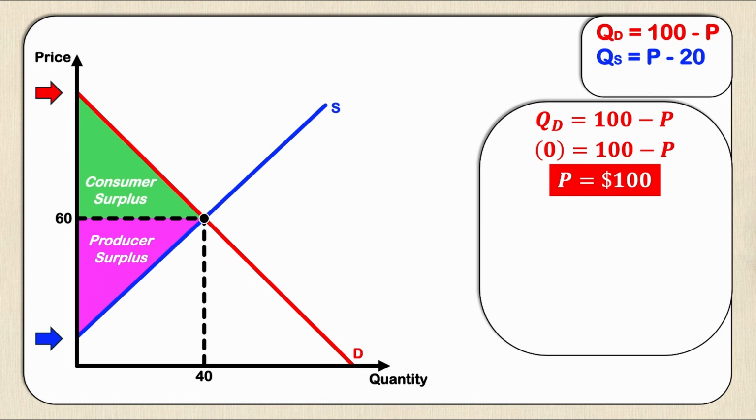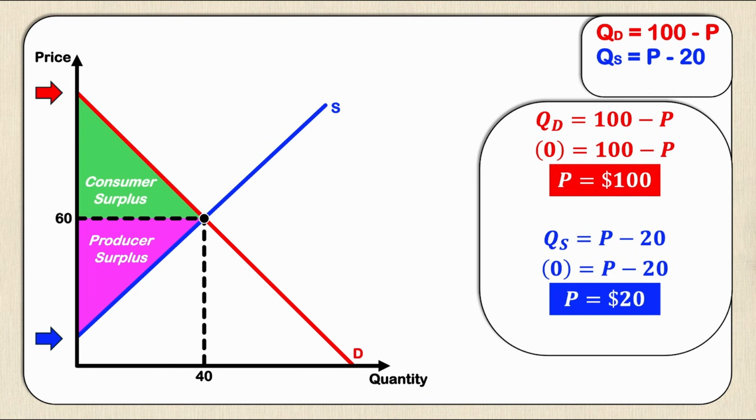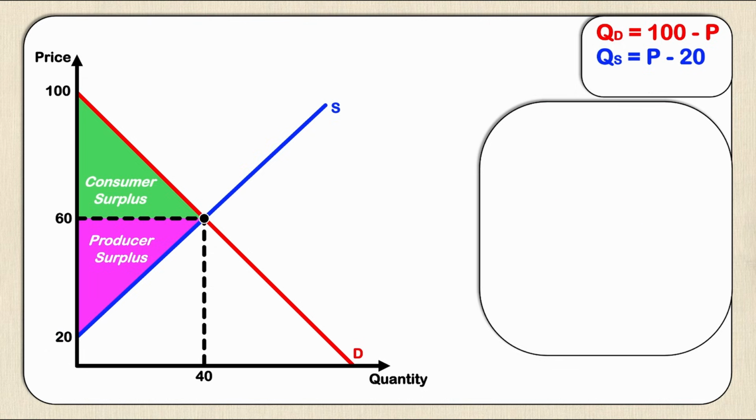Now I can do the same thing for the supply curve intercept. So here I have the supply equation, P minus 20. I'm once again going to substitute in a Q value of 0 because it's the y-intercept, or in this case, the price intercept. So 0 is equal to P minus 20. And then finally, isolating for P, I get price is equal to $20. Now I'm going to take these two values and I'm going to substitute them in onto my graph as well.